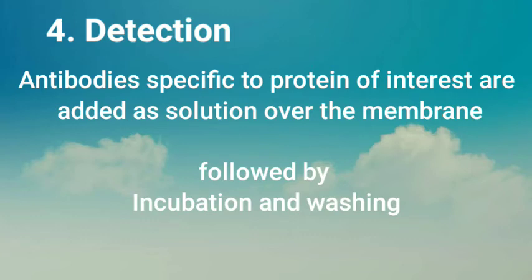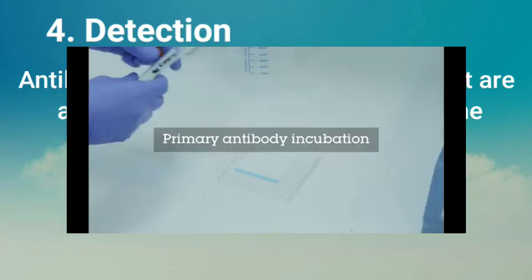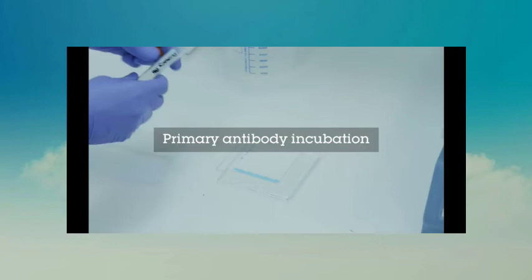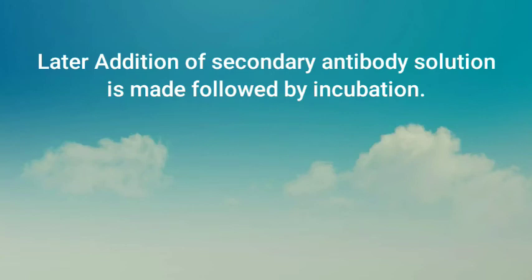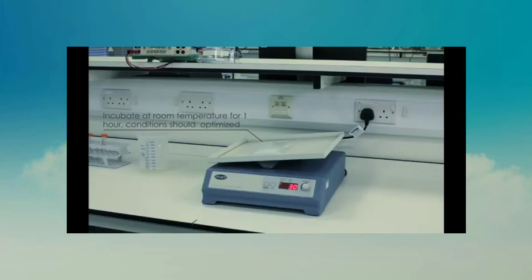Last important step is detection. Antibodies specific to the protein of interest are added as a solution over the membrane, followed by incubation and washing. The primary antibody solution is added on the membrane. After addition, incubation is carried out at room temperature for about 1 hour. After that, the secondary, that is the labeled antibody, is added, followed by incubation. The secondary antibody solution is added and the incubation is carried out.